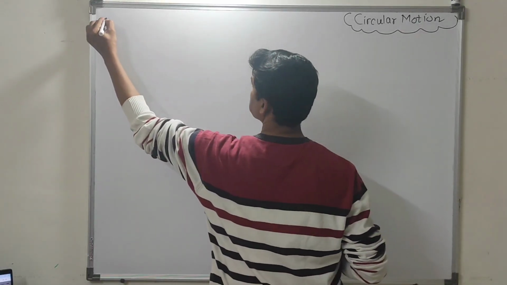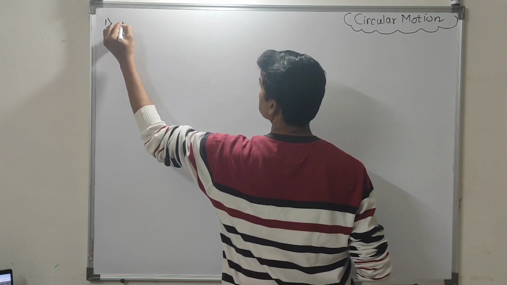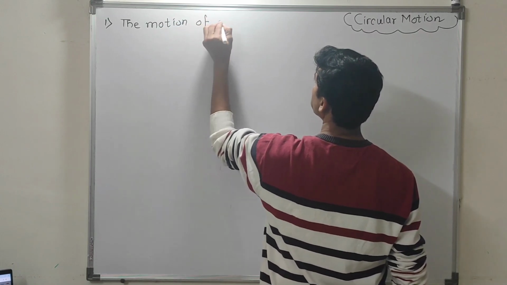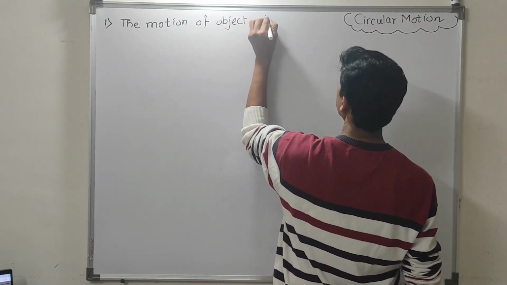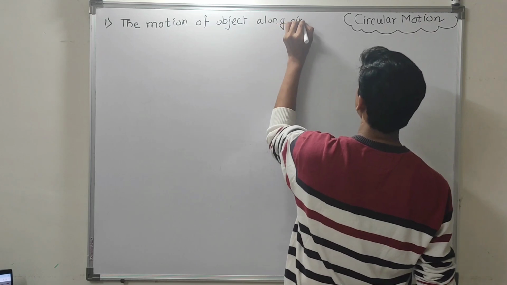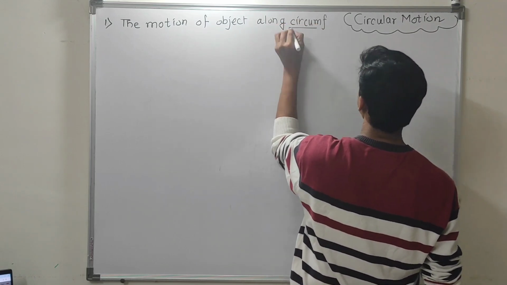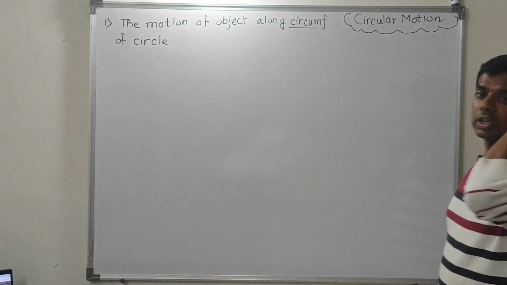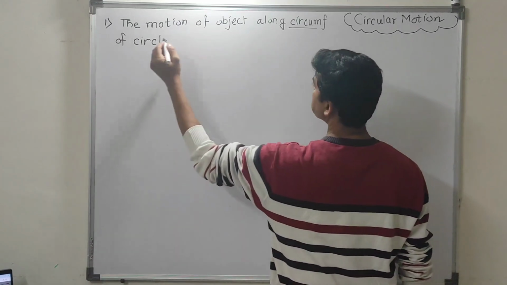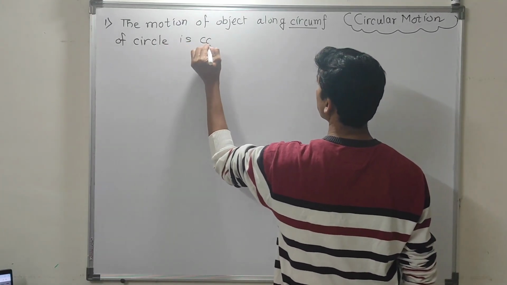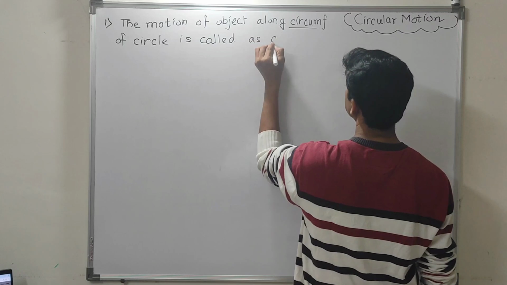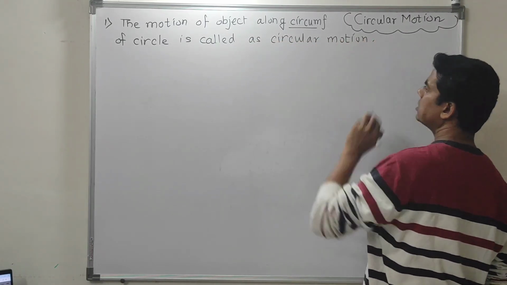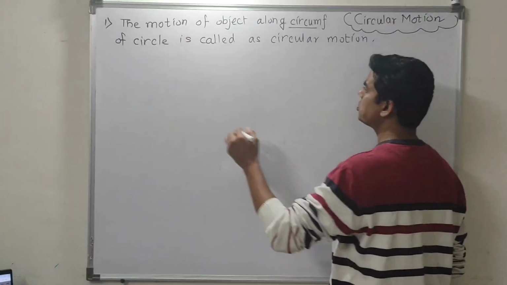So let's start with the definition of circular motion. The motion of an object along the circumference of a circle is called circular motion. This is the first important definition for circular motion.